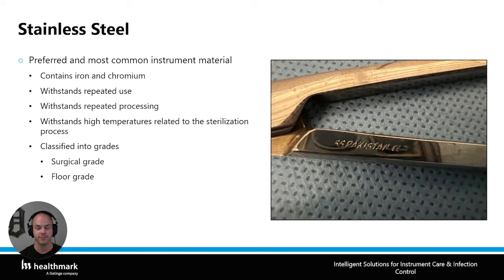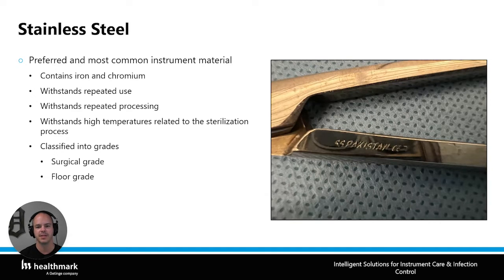Floor grade is called floor grade because maybe it's used in an inpatient unit, or maybe it's used in a clinic. Most often, these floor grade instruments are actually single use. And one of the differences between surgical grade and floor grade is there's no passivation process taking place after the manufacturing. So they're subject to wear and tear and corrosion and breaking and all of that.